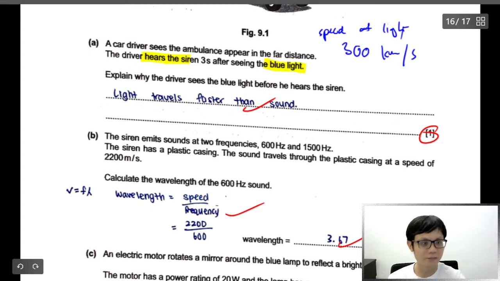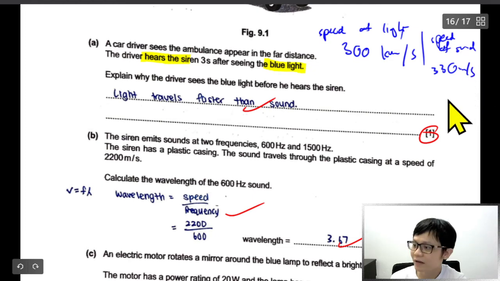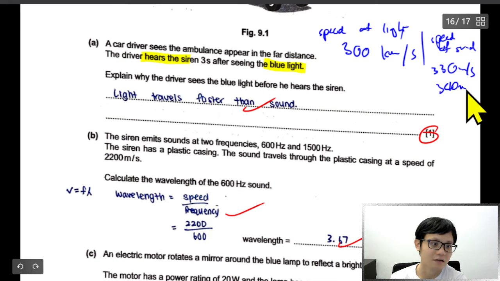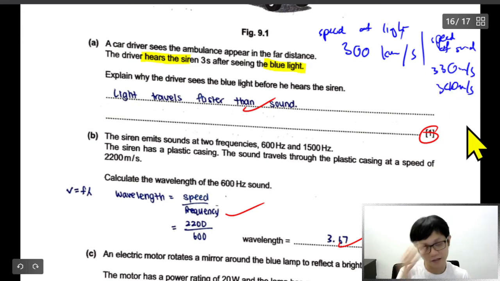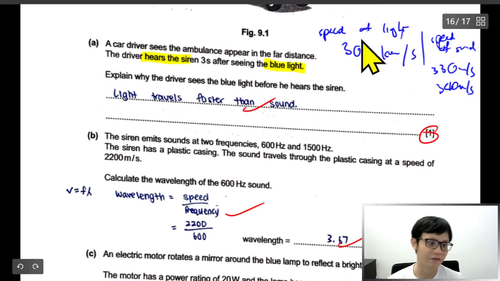So the speed of sound is usually 330. But sometimes now when I Google check it is 340. So it depends on the book. Some books write 330, some books write 340. But they will tell you and give you this, then they ask you to calculate. So it depends on the question. Yeah, so the speed of light is faster than sound.